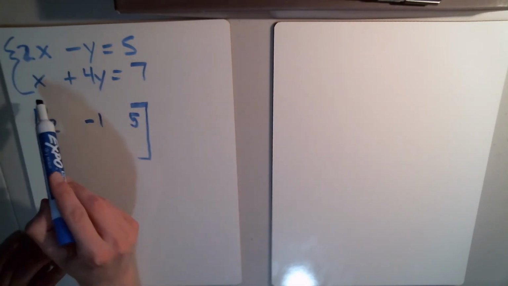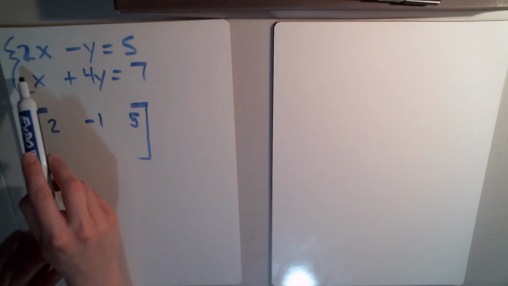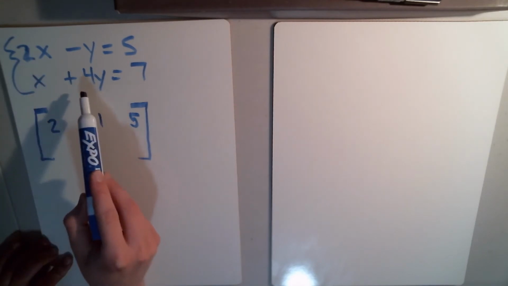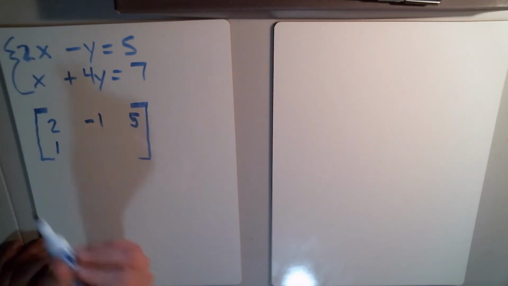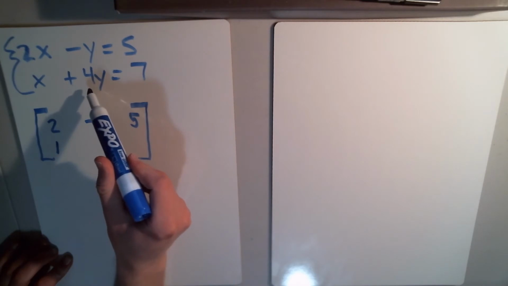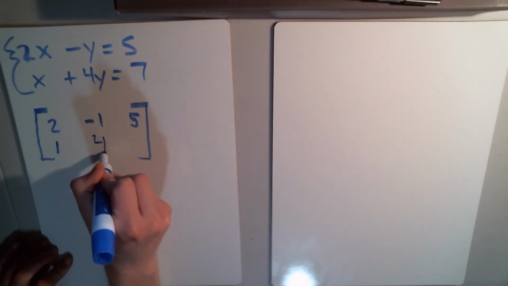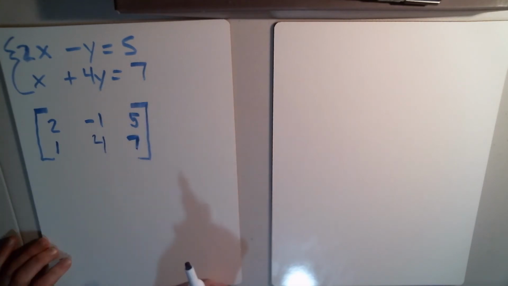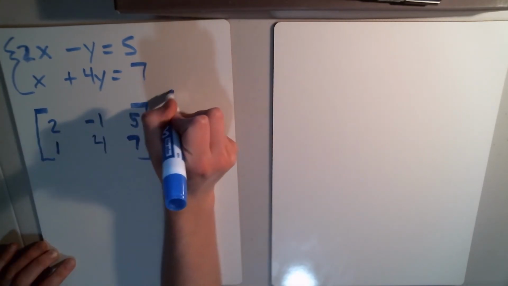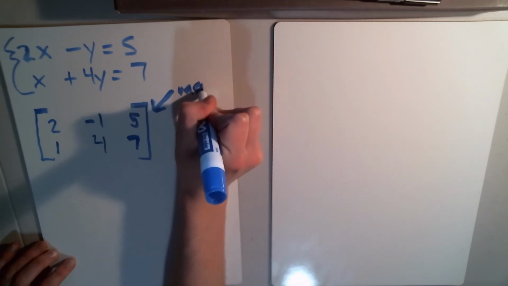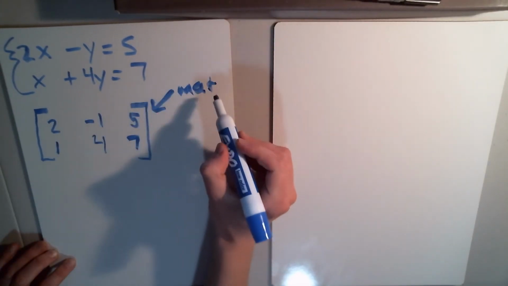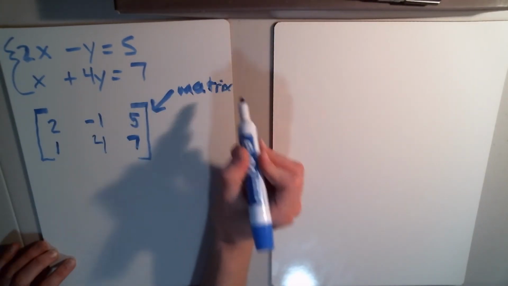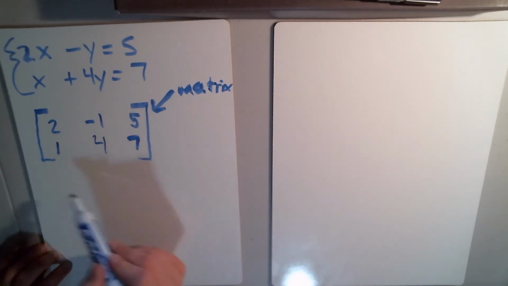I do the same thing here. There's a 1 in front of the x, so I'm going to put a 1 right here. There's a 4 in front of the y, so I'm going to put a 4 here. And there's a 7 on the other side, so I'm going to put a 7 there. Okay, so this is a matrix. Hopefully you can see that. This is what's called a matrix.